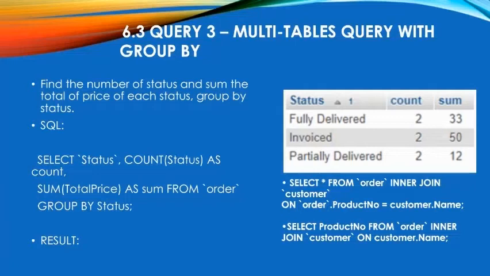So here is the result for this query, here we got it. And here we have select from order inner join customer on order product number equal to customer name, and select product number from order inner join customer on customer name. That's all from me. We will go to the other members. Thank you.